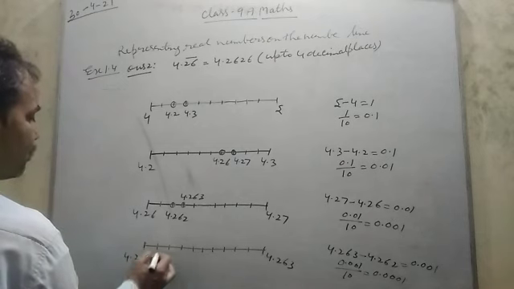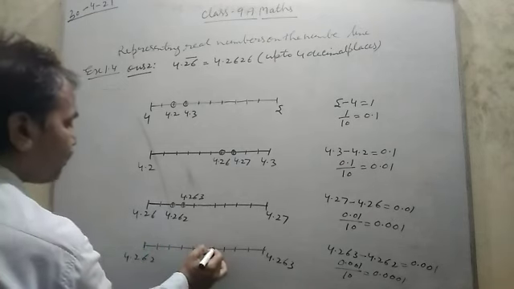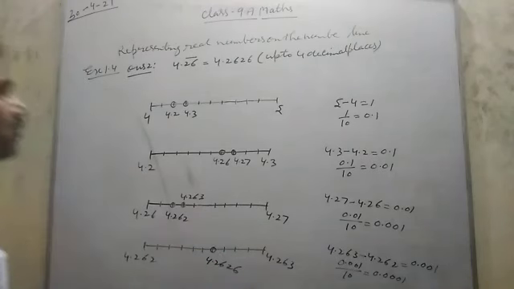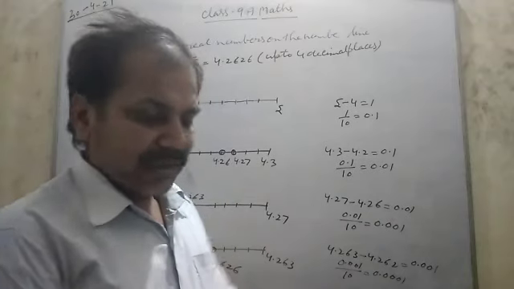So this is 4.2621, 4.2622, like that: 1, 2, 3, 4, 5, 6. So this will be 4.2626. Okay. Clear?